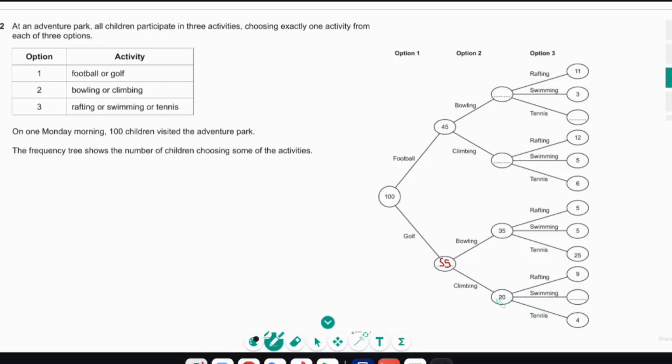We know 20 need to be split between rafting, swimming and tennis. So 20, take away 9, take away 4, gives us 7 left over here. If we add tennis, swimming and rafting here, 6 plus 5 plus 12, we get 23. Climbing and bowling have to add up to 45. So 45 minus 23 is 22. Then rafting, swimming and tennis needs to add up to 22. So 22 minus 11 minus 3 gives you 8 for tennis.